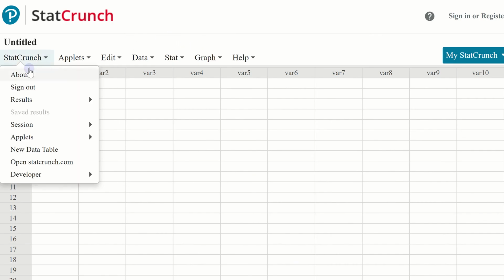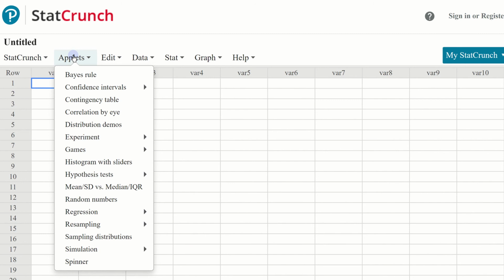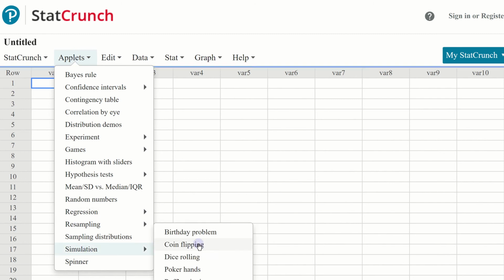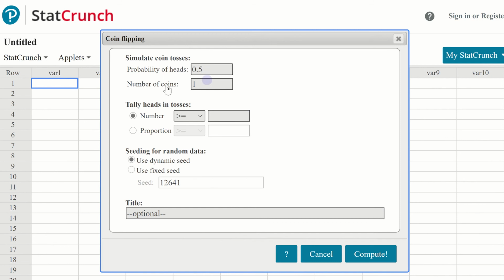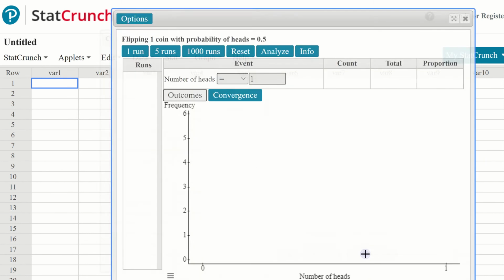Okay, so let's go ahead and go to StatCrunch. We're going to click on applets, and then we're going to simulation. We'll start with coin flipping, and of course we're going to set the probability to be 0.5. That means it's a fair coin, with heads and tails having an equal probability. Now we're going to tally the heads in tosses, and we want to count the times where the number is 1. And let's go ahead and compute.